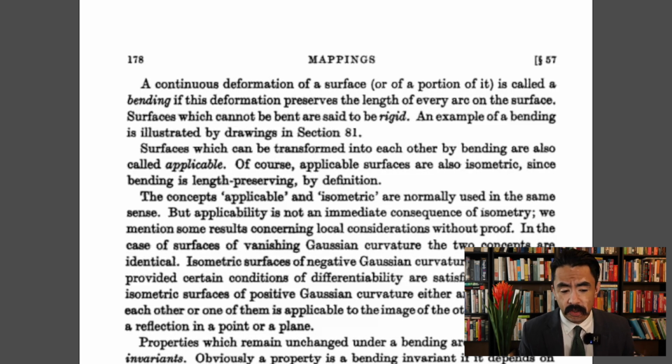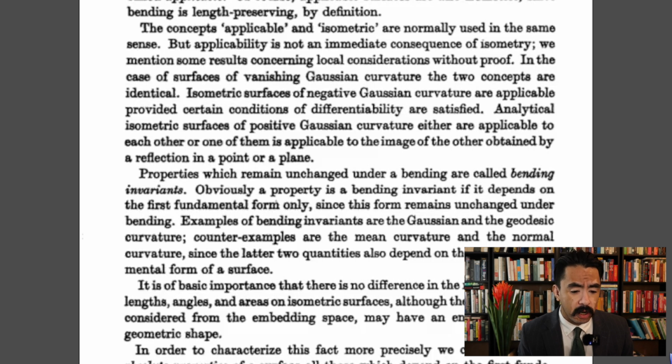We mention some results concerning local considerations without proof. In the case of surfaces of vanishing Gaussian curvature, the two concepts are identical. Isometric surfaces of negative Gaussian curvature are applicable provided certain conditions of differentiability are satisfied. Analytical isometric surfaces of positive Gaussian curvature either are applicable to each other or one of them is applicable to the image of the other obtained by a reflection in a point or a plane.